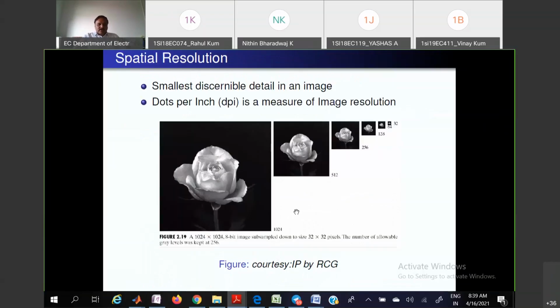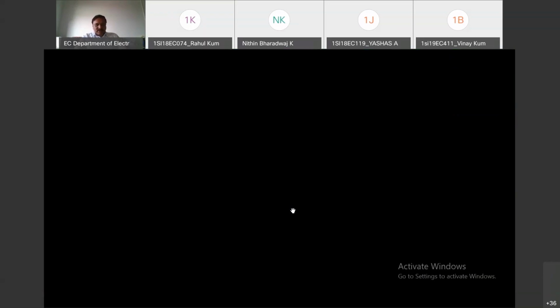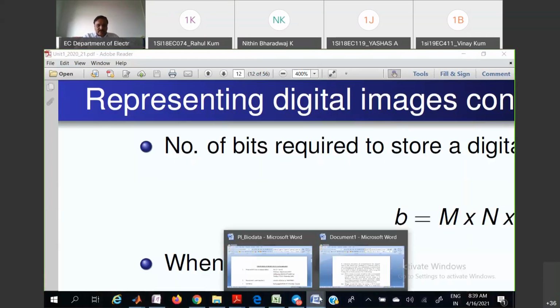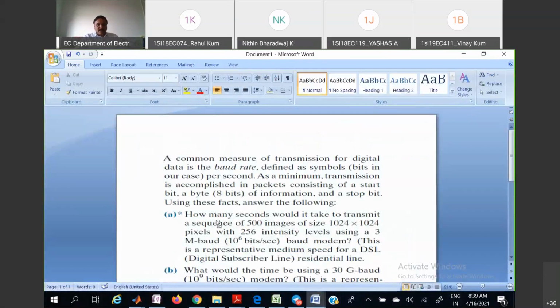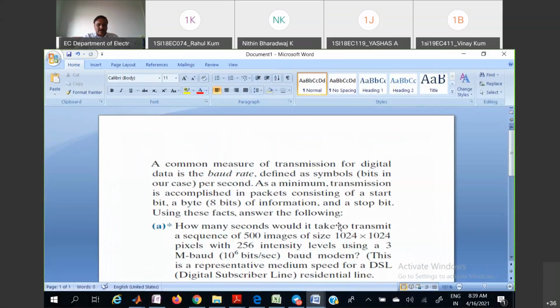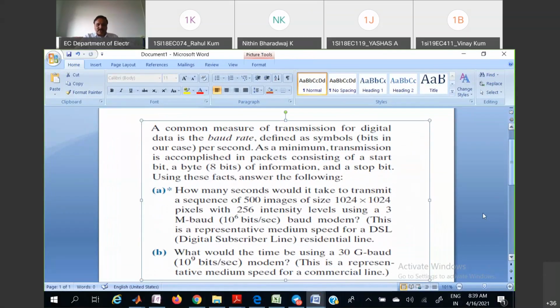Before going to this, let me give you a simple problem. I hope you can see the problem. I'll explain what it is, but I want you to calculate and tell me the answer. What it says is a common measure. Is this Word document visible?